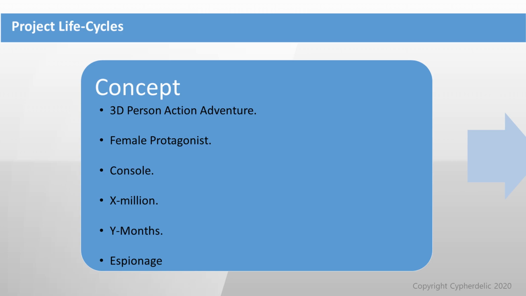It's with a female protagonist. It's going to be primarily leading on console, and it's got a budget of X million dollars, a time frame of Y months. Perhaps it's being tied to a movie release, or there's a strategic reason it's got to hit a set date. And there's an overall high-level theme of espionage set in the world of spies.